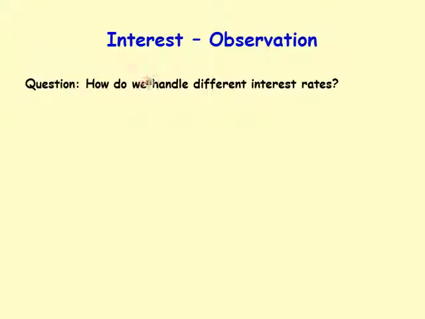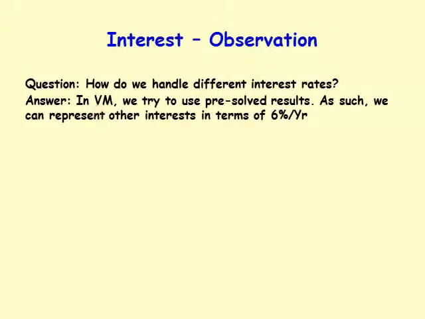Let's continue here. How do we handle different interest rates? In the examples I covered, the interest rate was always fixed at 6% per year. So let's see if we had a different interest rate, how do we do that? In Vedic math, we try to use pre-solved results, which are sutras or observations. As such, we can represent other interest rates in terms of 6% per year. If the interest rate is not 6% per year, let me show you how we do that.